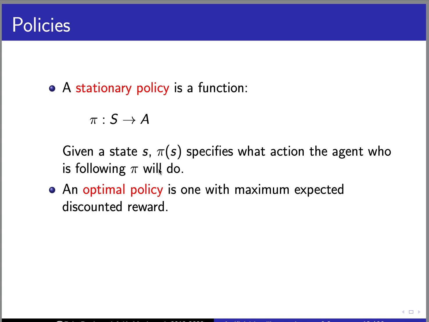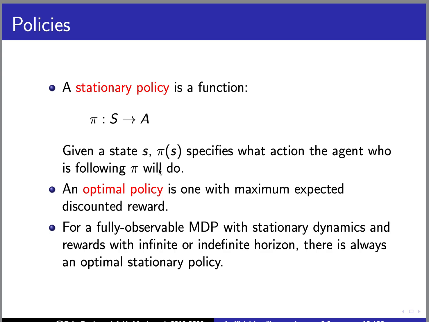Okay, and an optimal policy is one with a maximum expected discounted reward. So assuming this discounted reward, which we did earlier on. It turns out for fully observable Markov decision processes, if there are stationary dynamics and rewards, and if there's an infinite or indefinite horizon, there's always an optimal stationary policy. Turns out if there's only a finite horizon, there's not an optimal stationary policy. If you think about the exercising one, at the last step, it's always better to relax because there's no point in thinking about the future at the last step. But if you think things are going to go on forever, it turns out there's actually an optimal stationary policy, one that does not depend on time.